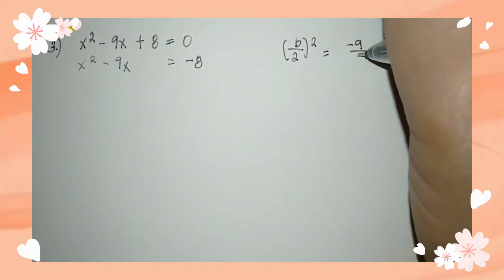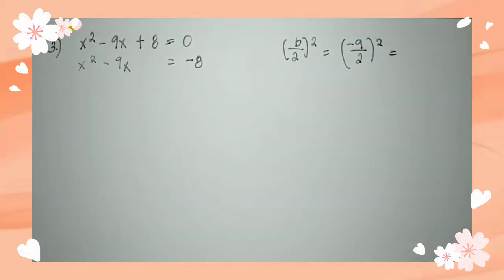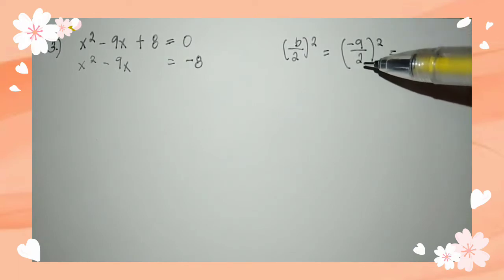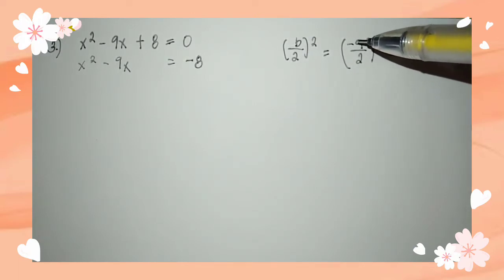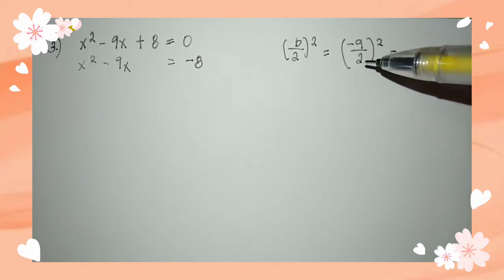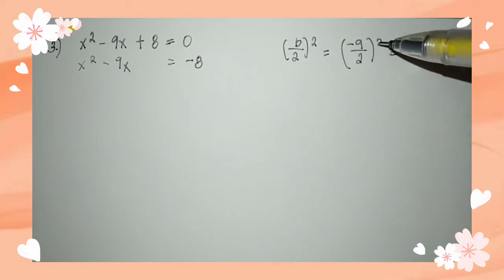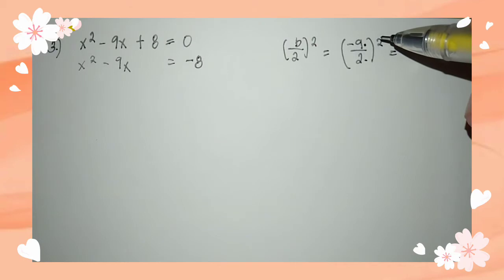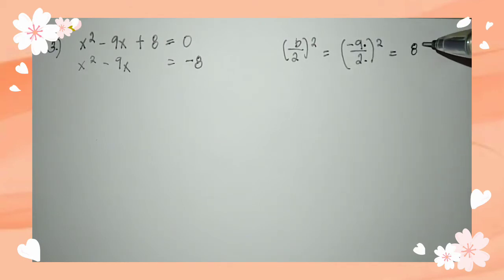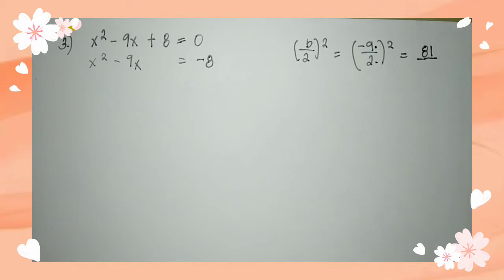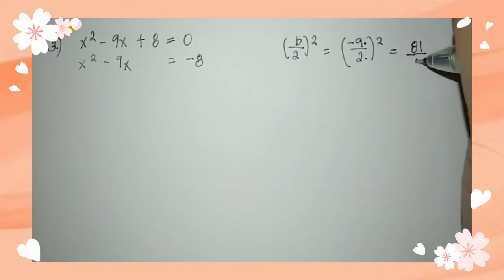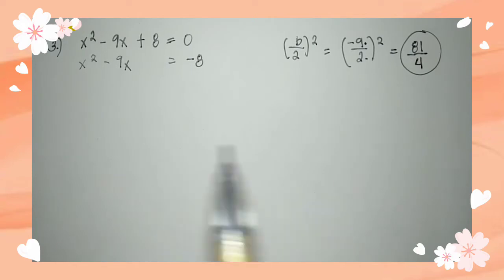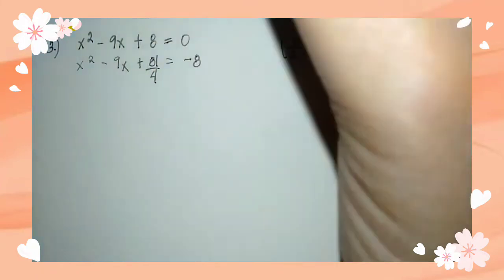Then, negative 9 over 2 squared. And since hindi naman natin madidivide si negative 9 kay 2, square natin sila both numerator and denominator. Remember kapag fraction, okay? And meron siyang square dito. Both numerator and denominator yung i-square natin. So, we have negative 9 times negative 9 is equal to 81. And then, 2 times 2 or 2 squared is equal to 4. 81 over 4. So, yun yung ilalagay natin both sides. So, we have plus 81 over 4 plus 81 over 4.